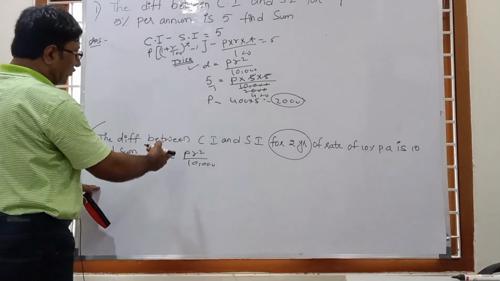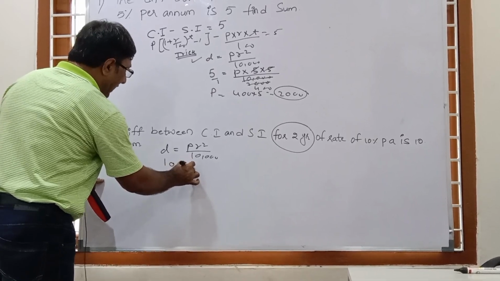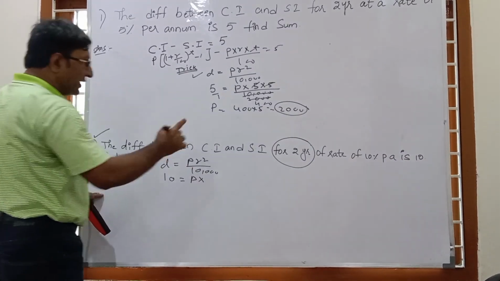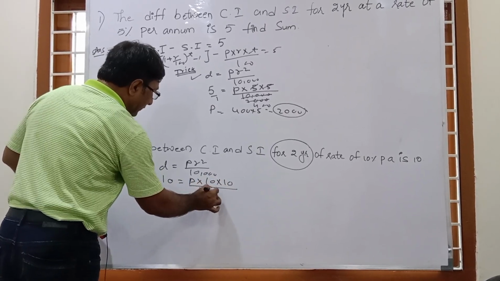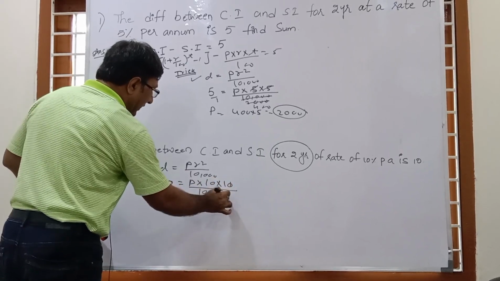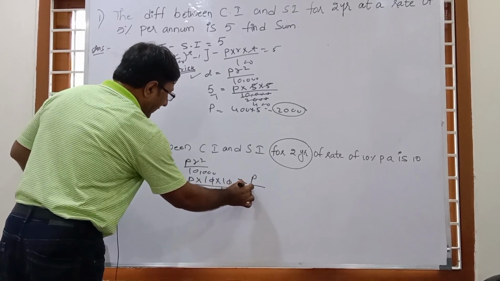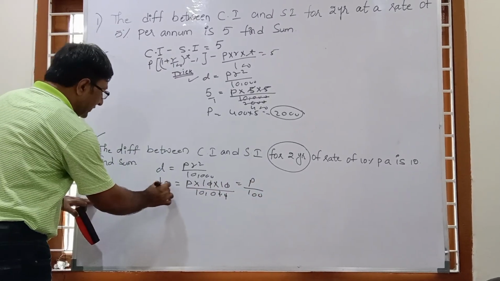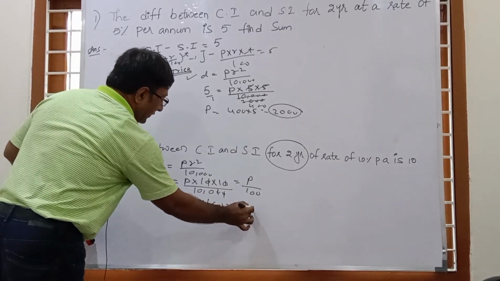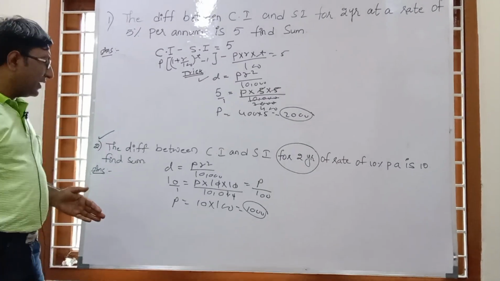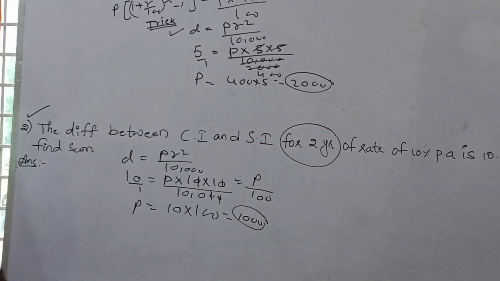So here D equals PR square by 10,000. D is given as 10, and principal we have to find, so this is P, and rate is given as 10%. So this is 10 multiplied by 10, and again this is 10,000. This 0 cancels and this 0 cancels. So we get P upon 10 into 10 upon 100, that is 1. So P equals 10 into 100, that is 1000. By the help of this trick, we can find the value of P very easily and in a second. 1000 is the correct answer.